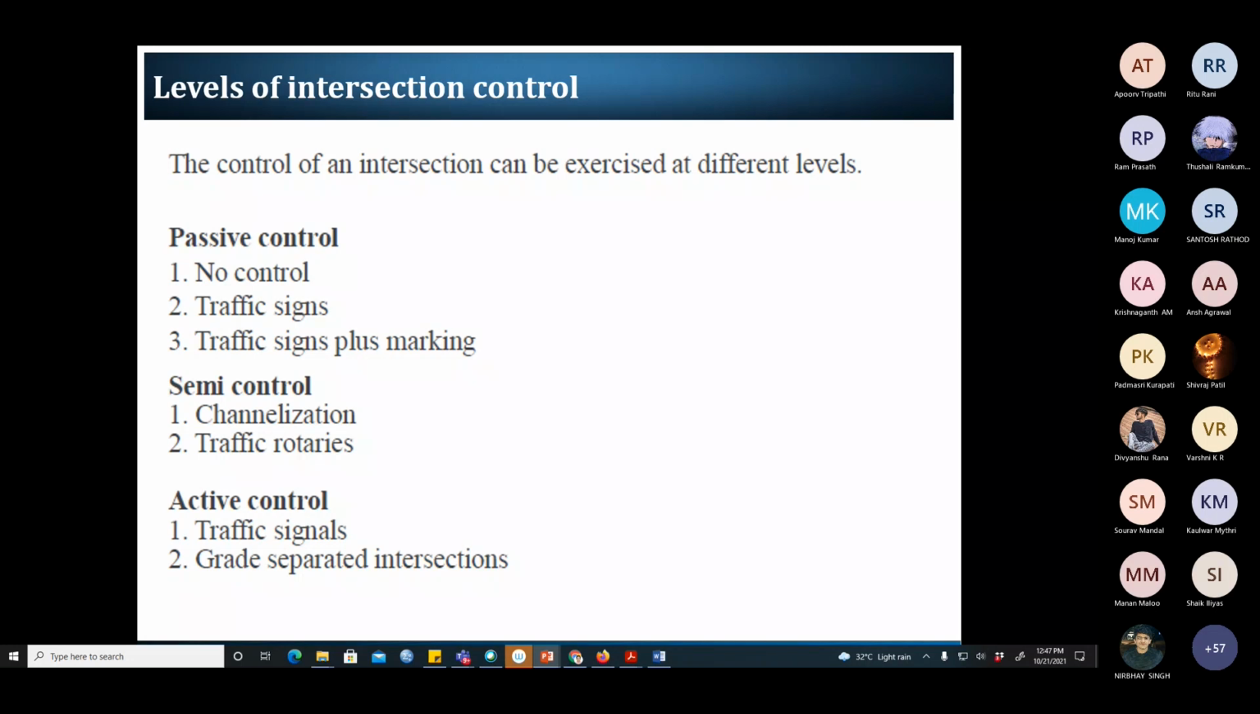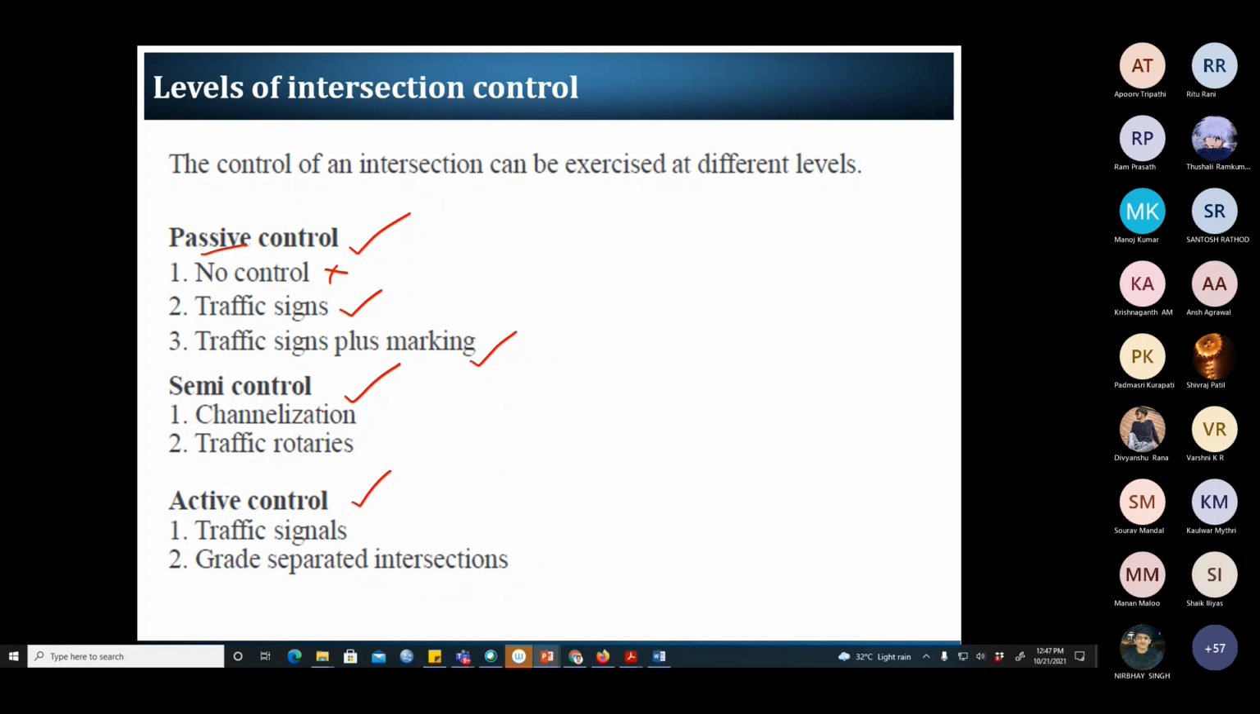So we have three kinds of solutions in practice. One is passive control, semi control, and active control. Passive control means we are not controlling anything, so the crossings happen automatically. Sometimes we provide traffic signs and markings. So this comes under passive control.